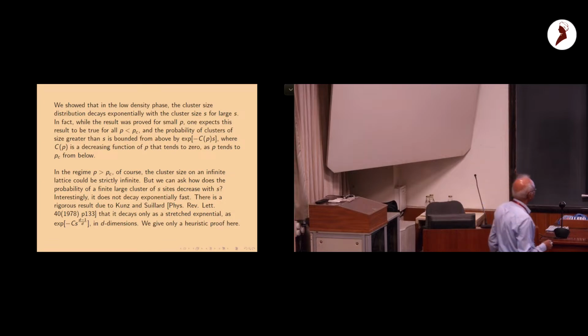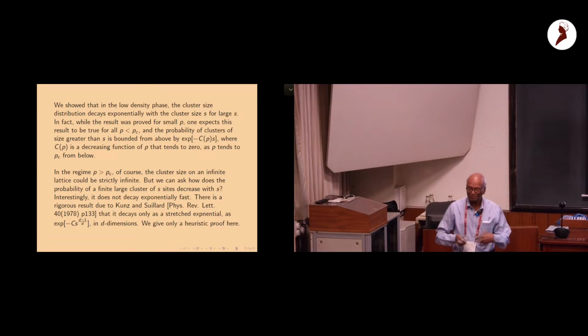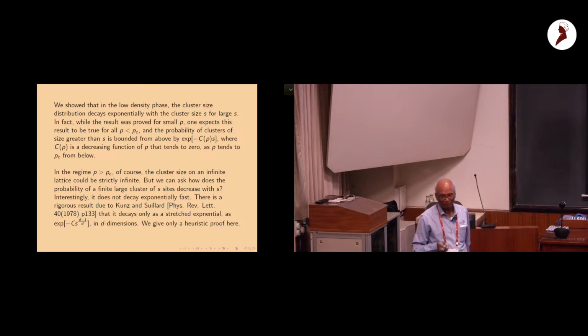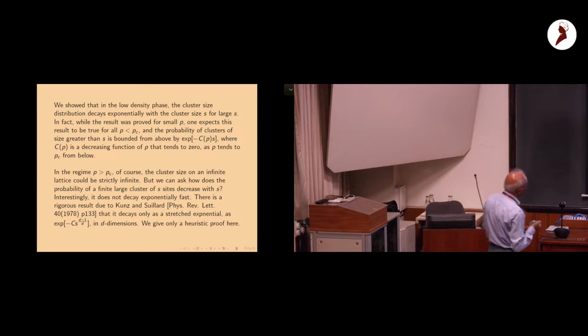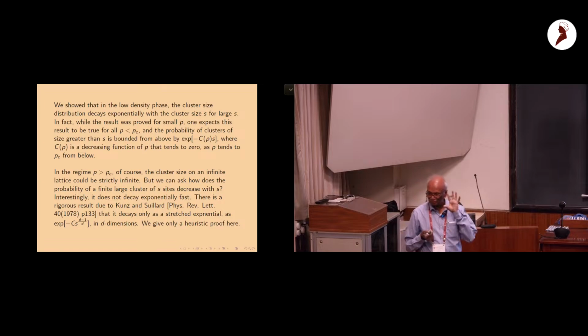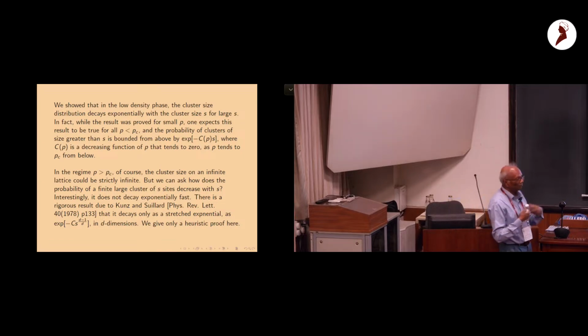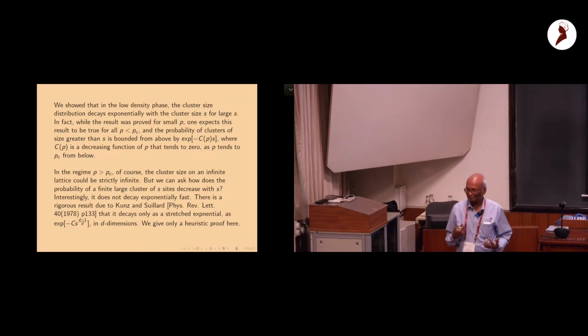Okay. So, in the regime P bigger than PC, the cluster size on an infinite lattice could be strictly infinite. With some probability, the cluster size is infinite. But you can ask, what is the probability of finite large clusters of size S? I would say that clusters should not be infinite, but should have actually 1 million sites and no more. So then, how does P of S vary for large S, for a fixed large S?